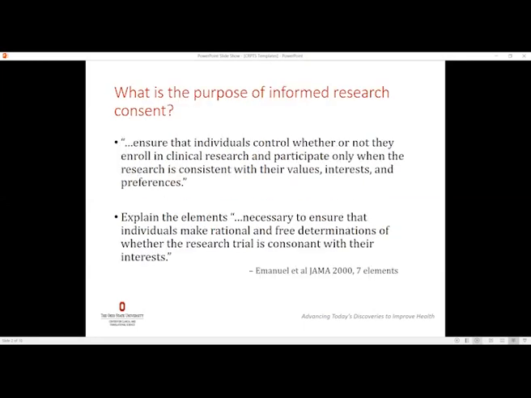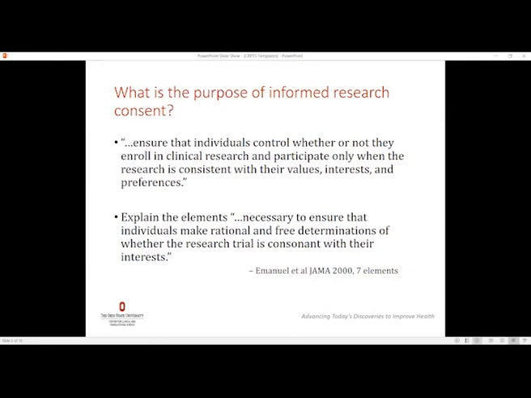So what is the purpose of the informed consent process? Manuel et al. said that it was to ensure that individuals control whether or not they will enroll and participate in the clinical research, and when the research is consistent with their values, interests, and preferences. To explain the elements that are necessary to ensure that individuals make a rational and free determination of whether the research trial is consonant with their interests.